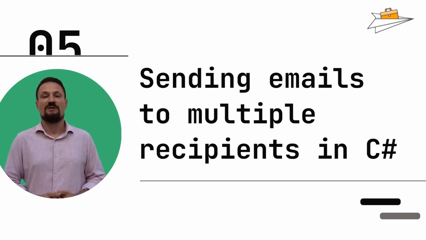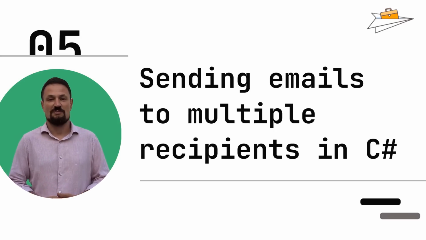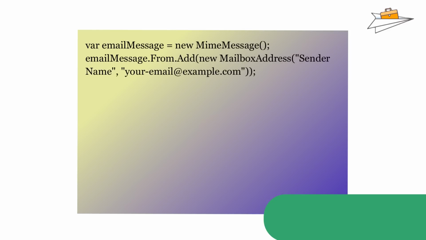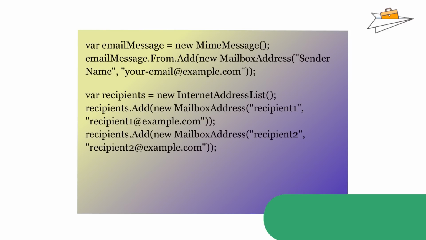When sending emails to multiple recipients in C#, your approach depends on your needs. For simple plain text emails, SmtpClient works fine, but for advanced functionality you can use MailKit or UniOne. Here's how to send emails to multiple recipients using MailKit. First, create a MIME message object and set the sender's email address. Second, use the InternetAddressList class to handle multiple recipients. This makes it easy to add multiple email addresses at once. After that, add the list of recipients to the email using the AddRange method.